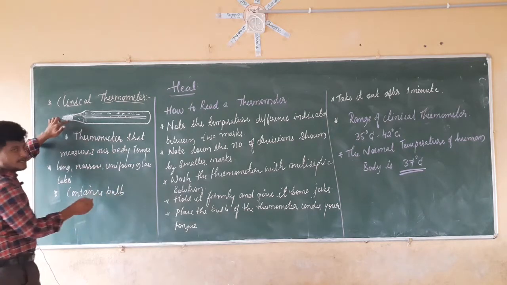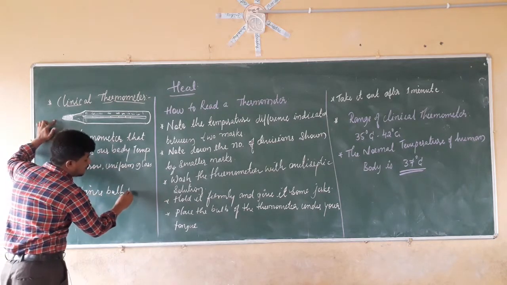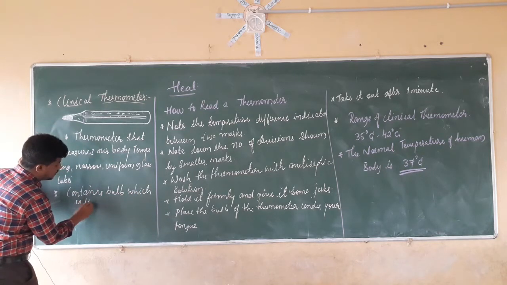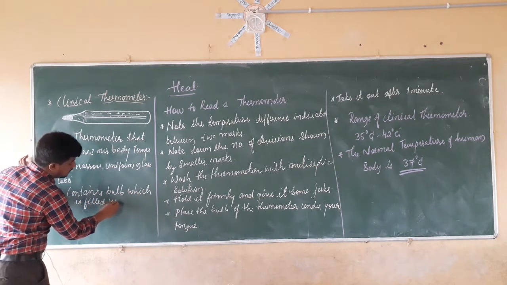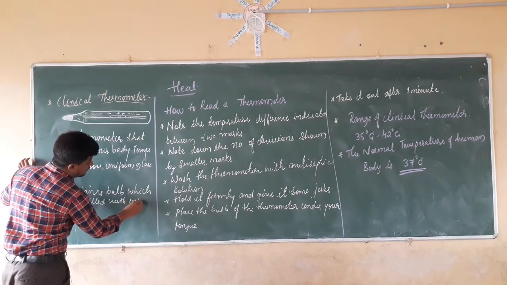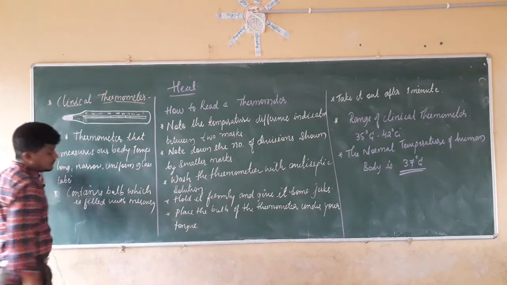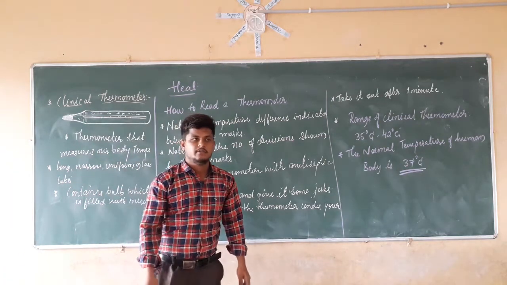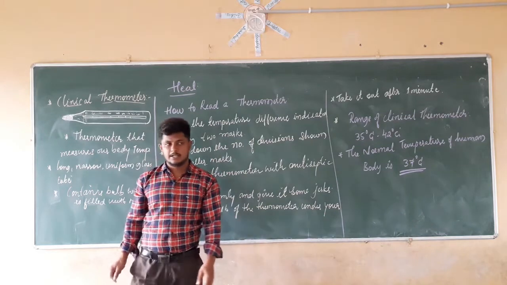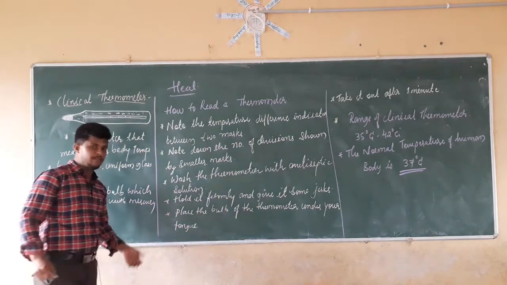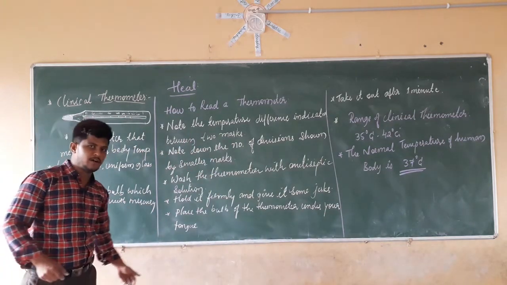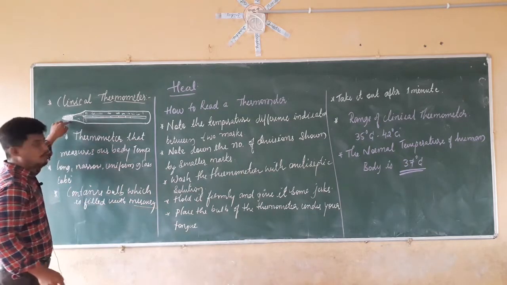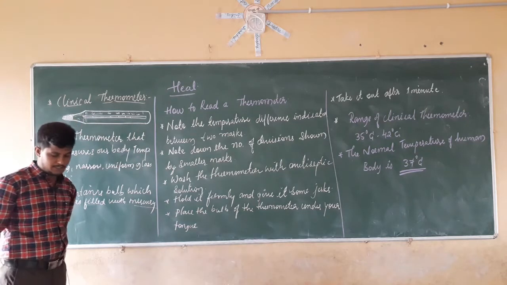Here, this end contains a bulb which is filled with mercury. Mercury is an element, a metal. We know about metals, and mercury is the only metal which is present in the liquid form. That mercury metal is what we are going to use in the bulb of this clinical thermometer.